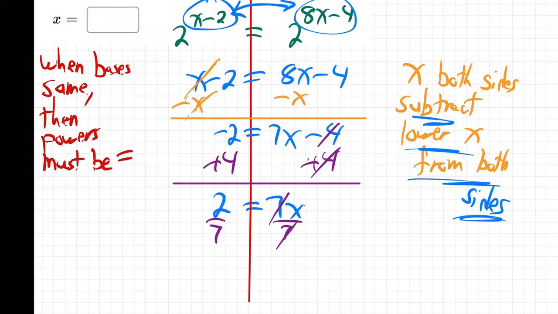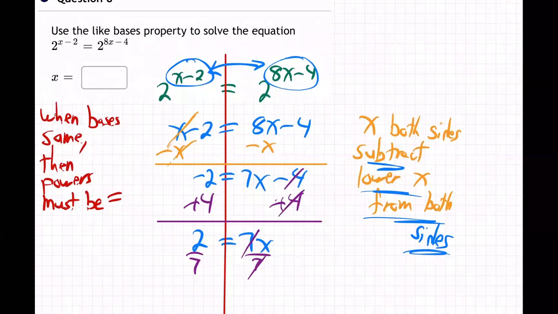There it is, x is alone, x is 2/7. So when the bases are the same, you can just set the powers equal and solve it from there. And there we go.